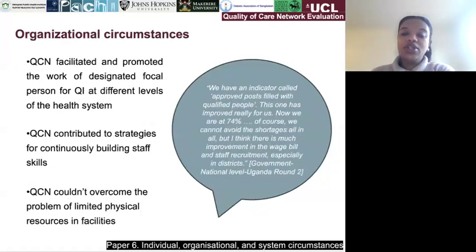Focusing on organizational impact, the QCN supported focal points for quality improvement and contributed to staff skills development. However, in some of the countries, resource limitations remained a persistent challenge. A respondent from Uganda highlighted this as follows. We have an indicator called approved posts filled with qualified people. This one has improved really for us. Now we are at 74%. Of course, we cannot avoid the shortage altogether, but I think there is much improvement in the wage bill and staff recruitment, especially in districts.